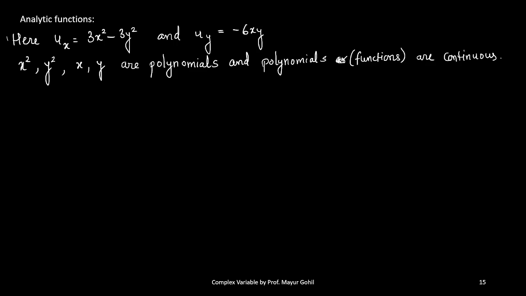Because this topic is an advanced topic from complex analysis. So at that time students obviously have a great background regarding continuity, and the concepts can be immediately fetched from the previous knowledge. So right now we can take it directly that x square, y square, x, y are polynomials and polynomial functions are continuous. Therefore u suffix x, u suffix y, v suffix x and v suffix y are continuous.